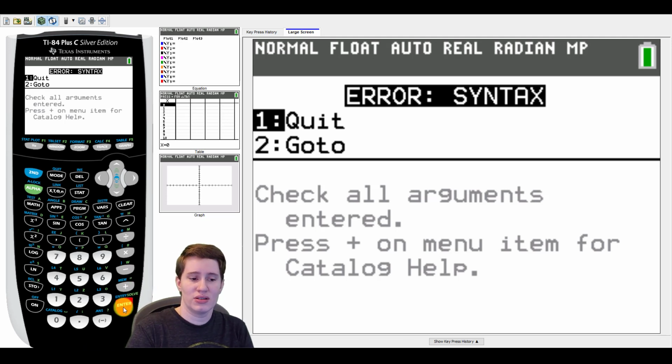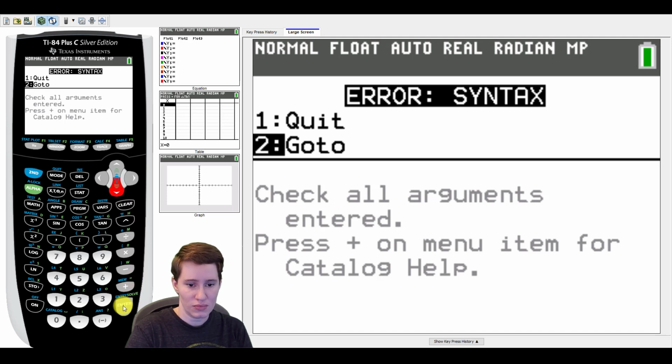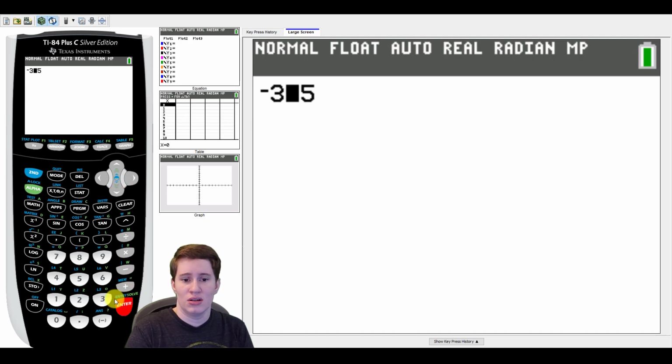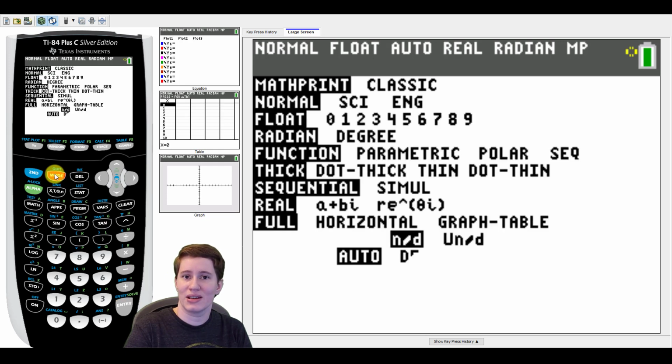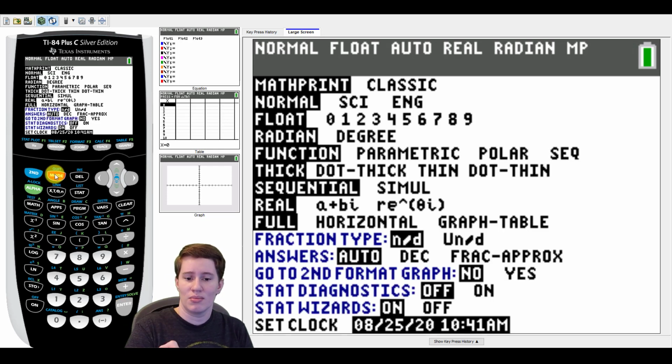So the issue on this one was that I'm not allowed to use the negative sign like a minus sign. So if I click go to, it actually does correctly highlight where my issue is, so I can go, oh, that's not supposed to be a negative, that's supposed to be a minus sign, and I can change it and get the right answer. So that was a distraction from my mode being in real mode.